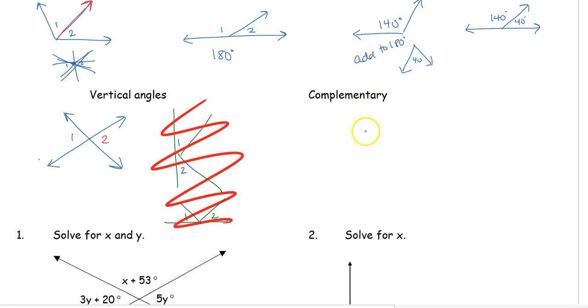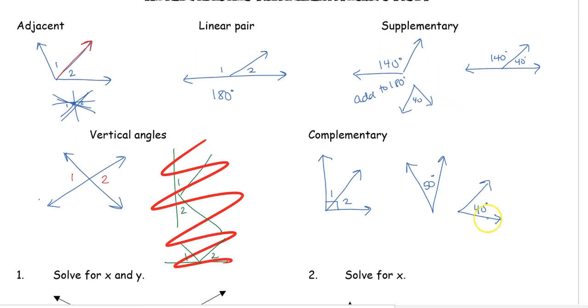Complementary is 2 angles that add up to 90. So you can have adjacent angles. That means that you have a right angle, which is 90 degrees. You can have 2 adjacent angles that touch and add to 90. Or you can have 2 non-adjacent. And non-adjacent just means that they're not sharing a side. And they add up to 90 degrees. So adjacent, they're touching. Non-adjacent, they're not touching. Supplementary, they add up to 180. Complementary, they add up to 90.